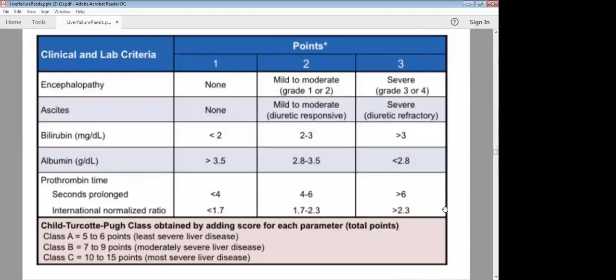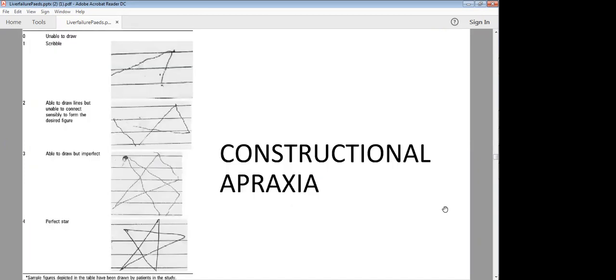Okay, this is assessment of the severity of liver failure using Child-Turcotte-Pugh class, grade 1, 2, and 3, via clinical and also biochemical parameters. Okay, they present with encephalopathy, ascites, bilirubin, albumin, and prothrombin, coagulopathy. So class A, class B, and class C. Class C is more severe, more than 10, which indicates more severe liver disease. Next. Construction apraxia, I don't know if it is done. Basically we ask the patient to follow a simple command. Okay, next.